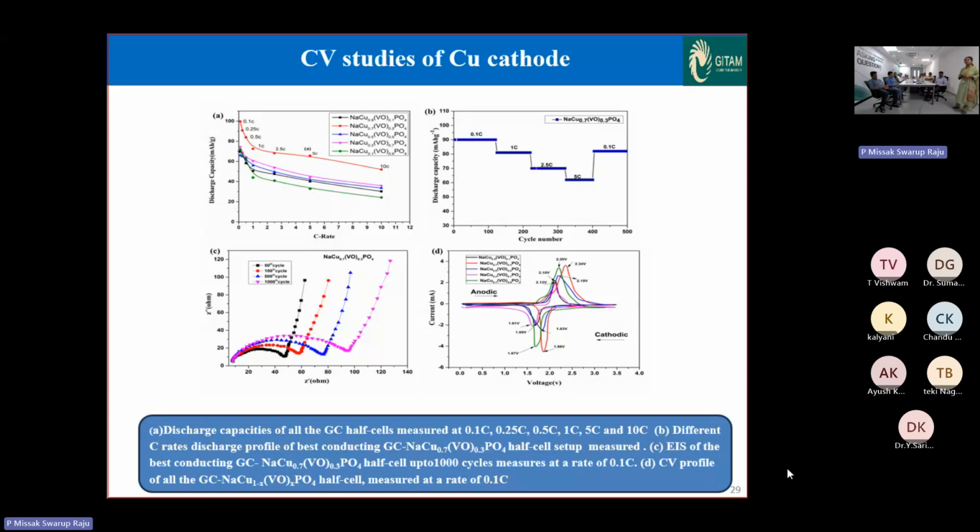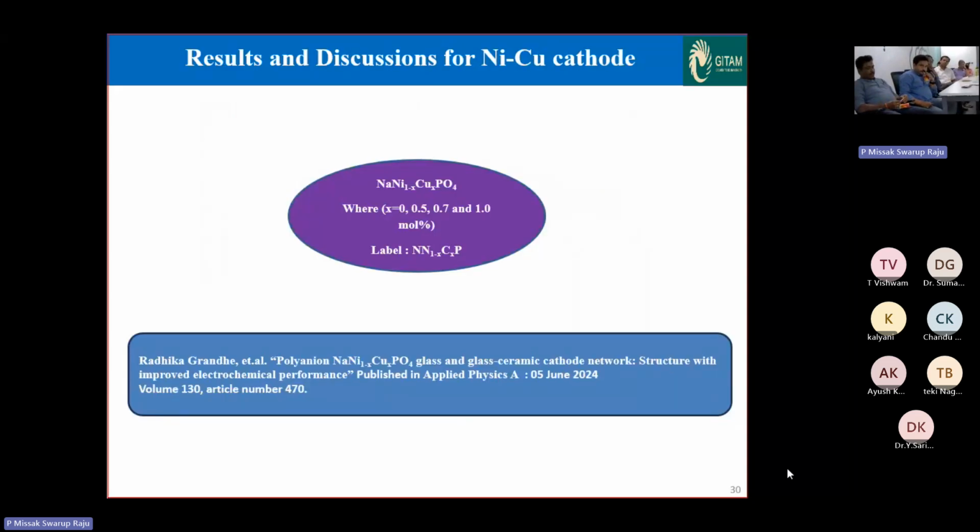That is the best sample out of the 5 samples in the copper cathode. The third cathode is the combination of the nickel and copper. The first one is only the nickel cathode and the second one is only the copper cathode. For the third cathode, what efficiency comes from taking the combination of the nickel and copper?